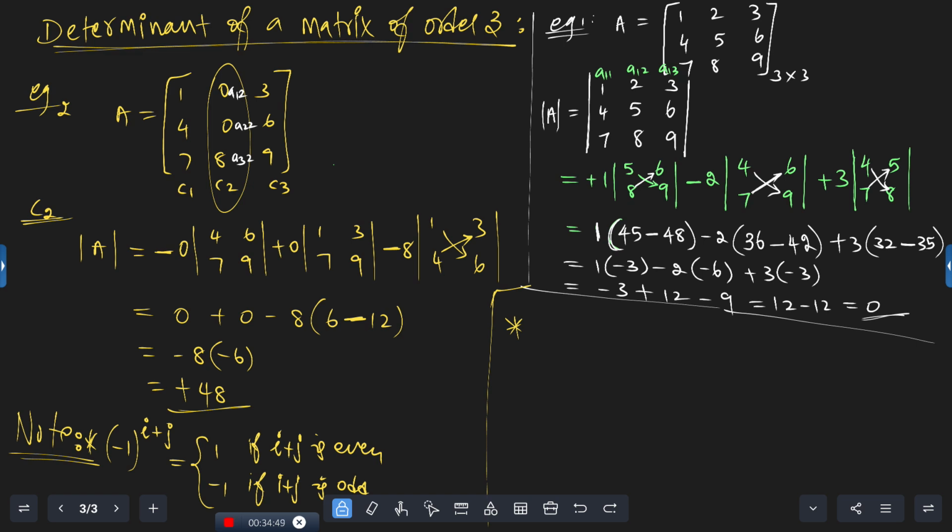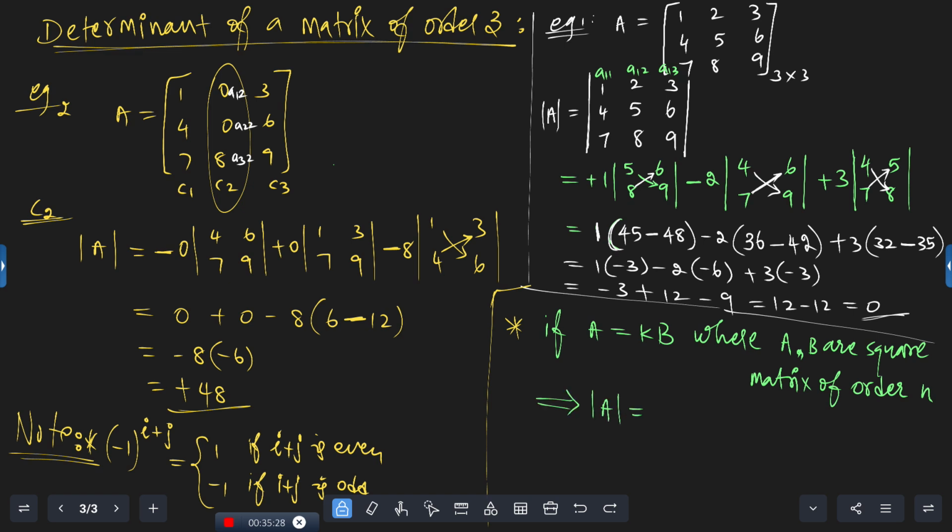Right. Okay, next. Suppose I have A equal to K B, where A and B are square matrices of order n, in the sense that I'm taking the determinant of A and the determinant of B. Children, this is very important.